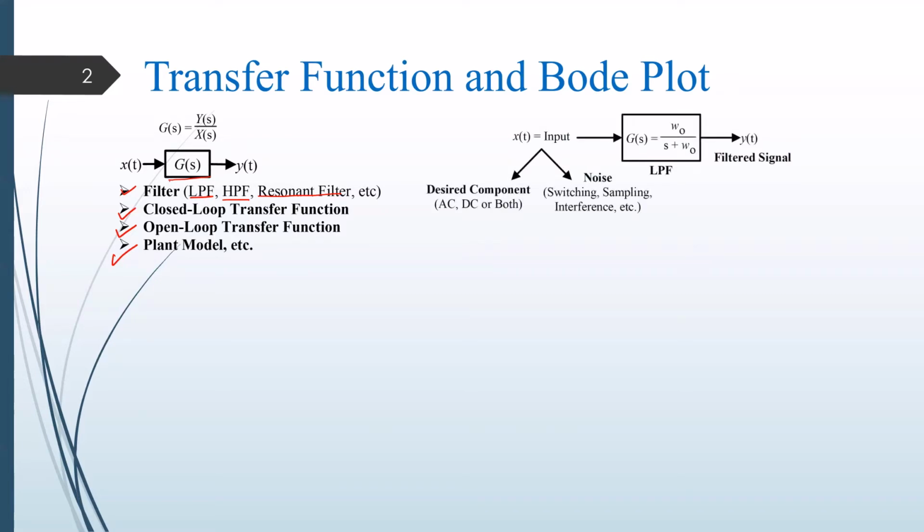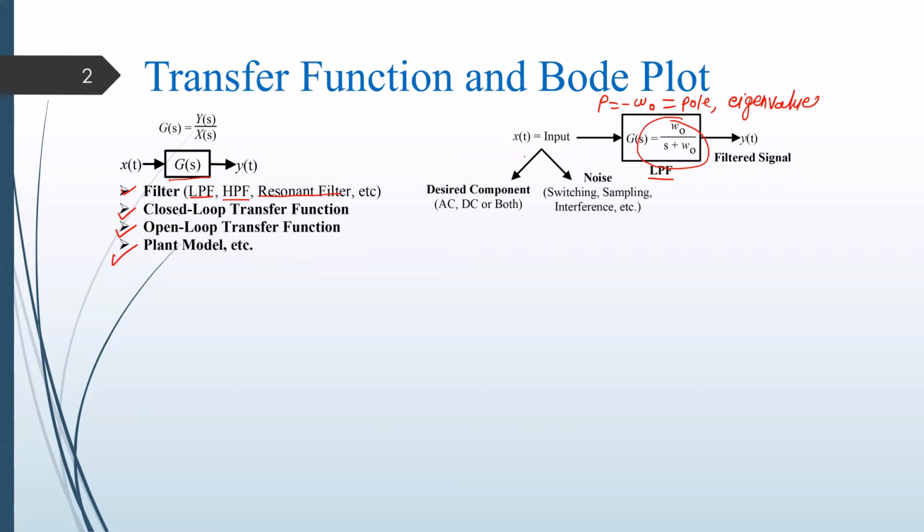So let us consider one example where we have chosen the low pass filter, and the transfer function for the low pass filter can be written like this. And you can see here the pole is placed at minus omega naught. So this is your pole, or you can call it an eigenvalue. So it's up to you what you want to call it.